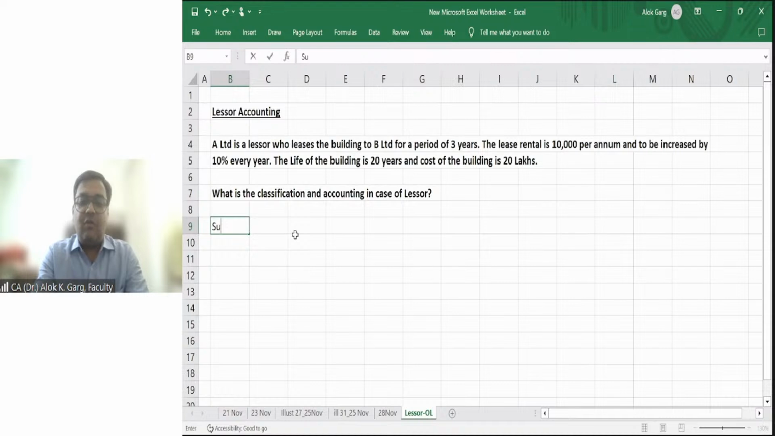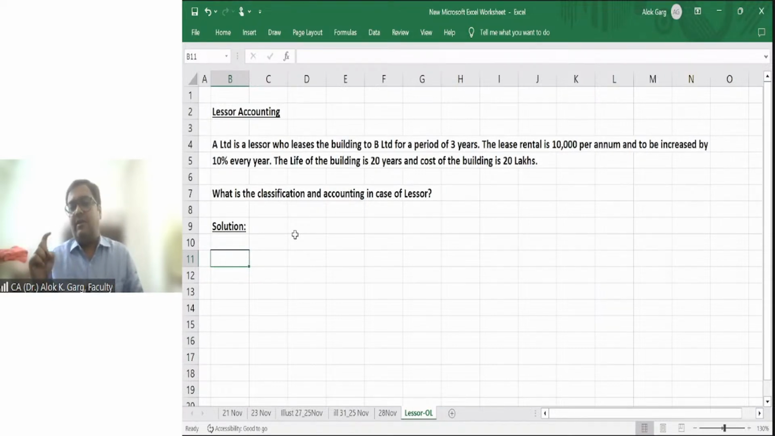First of all, friends, what is the classification of this lease from the perspective of the lessor? Is it an operating lease or is it a finance lease? Question number 1, whether it is said that the lessor will transfer the ownership to the lessee by the end of the lease term, answer is no. It is not given in this question. Number 2, whether your lease term covers the major part of the economic life, answer is no. It is 3 years. 3 by 20 comes out to 15% only. And we were talking about more than 75%.